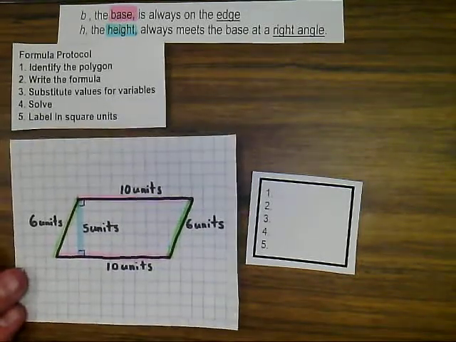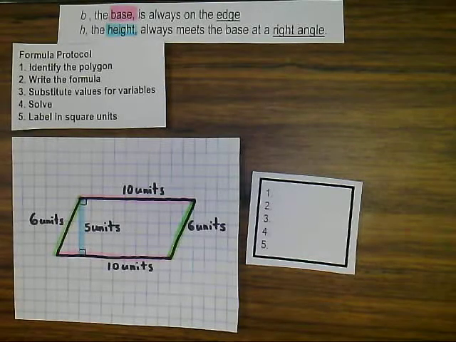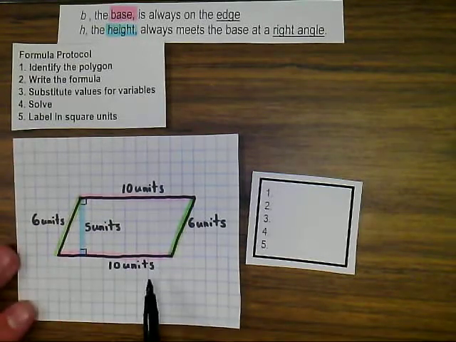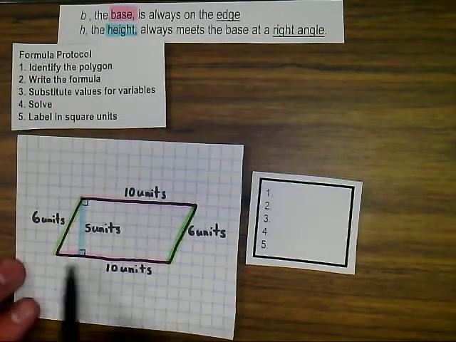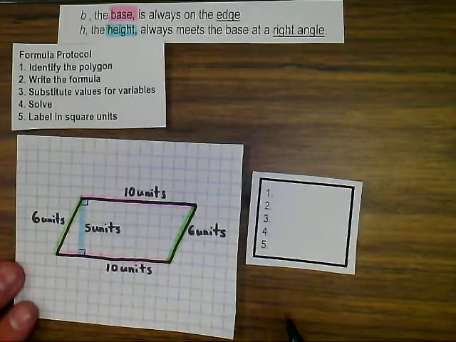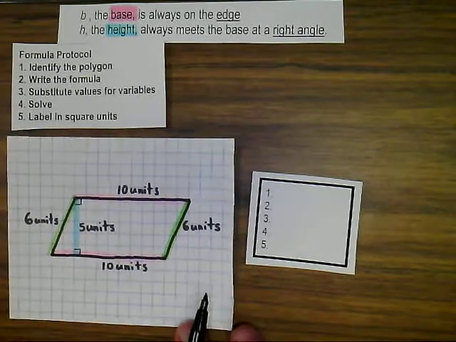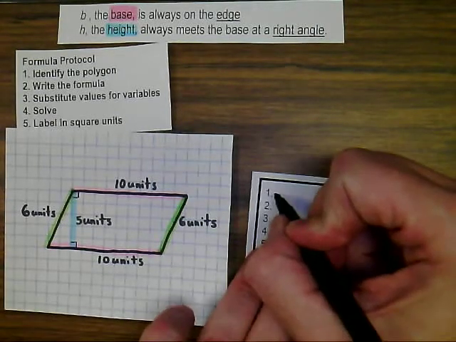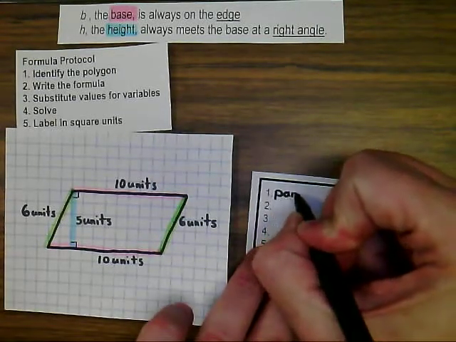Now my height has to meet the base at a right angle, and the only bases that meet with the height of 5 are this one, the 10, and this one that's 10. So I'm going to choose to use one of these bases since they're identical. A parallelogram has congruent opposite sides. I'm going to go ahead and identify this as a parallelogram.